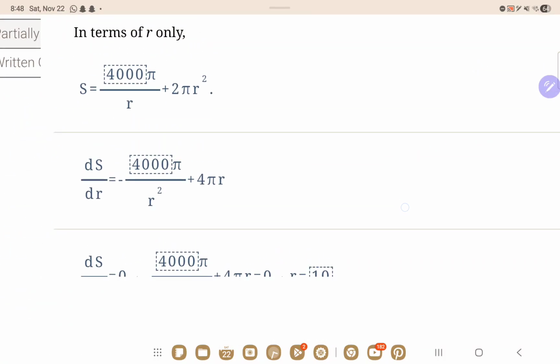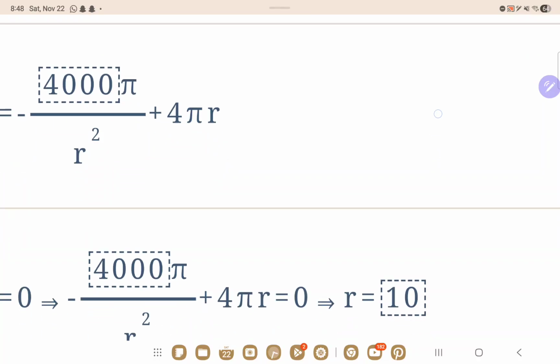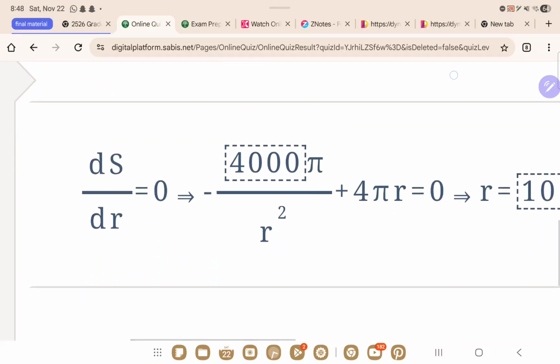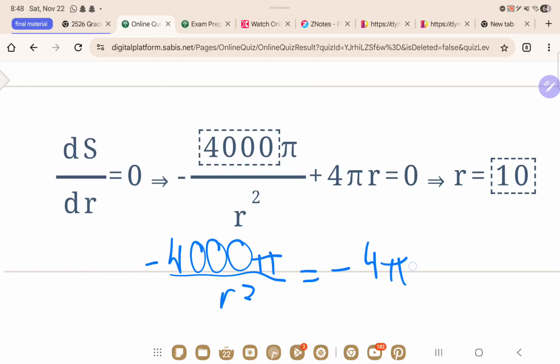So this is the same question. Now you're going to derive it. I already told you when you derive anything that's over r, it's just going to be negative and you add a square to the r. And this one's going to become 4 pi r. This one you derive normally. So now you can equate this to 0, which they do in the next part. You're literally just moving this to the other side. So it's 4000 pi over r squared equals negative 4 pi r.